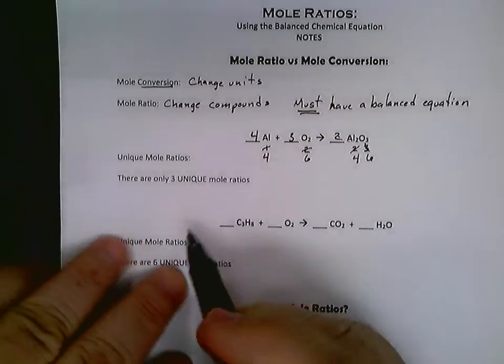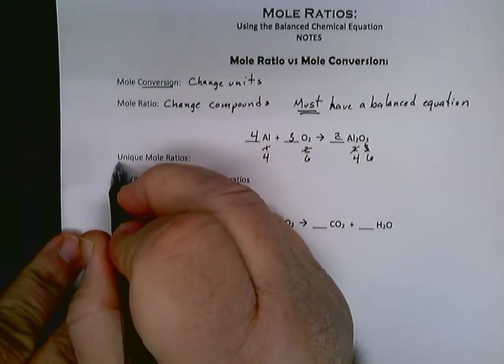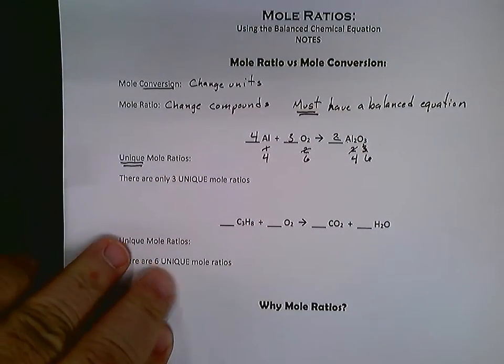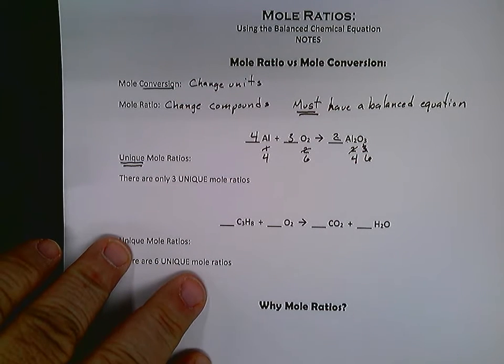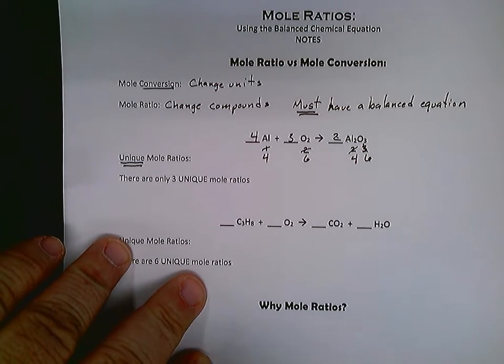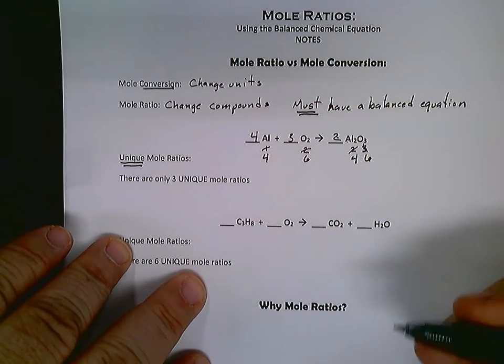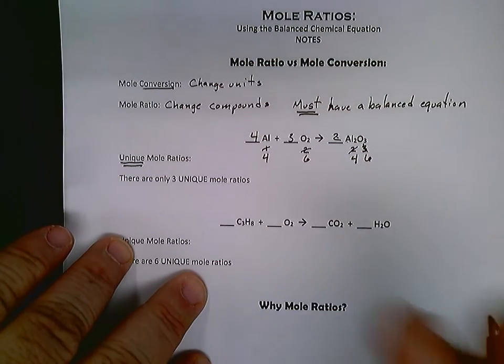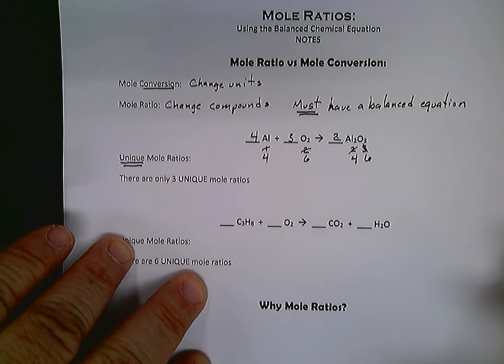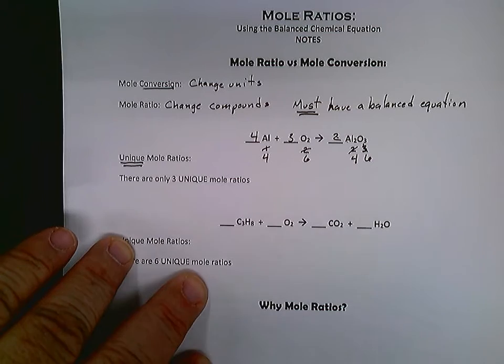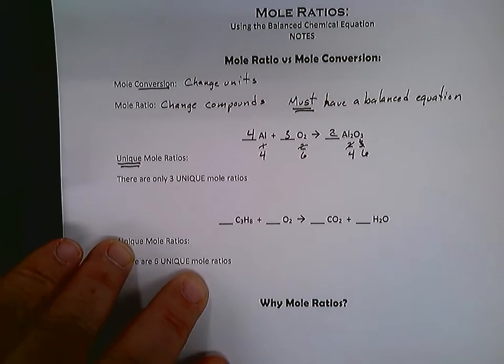I have to make a point here in that we are looking for what I call unique mole ratios. A ratio can be written in one of two ways. As you've seen in mole conversions, we can write it as 1 mole equals 22.4 liters or 22.4 liters equals 1 mole. However, even though we've reversed it, it's still the same ratio. So we are going to look for unique comparisons.